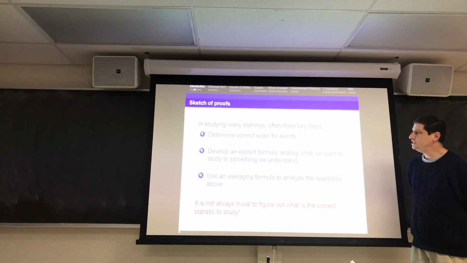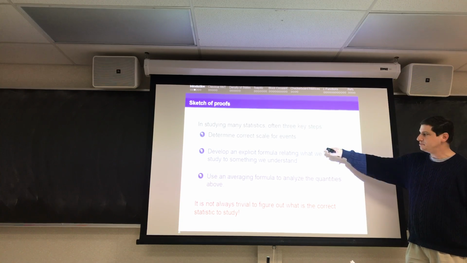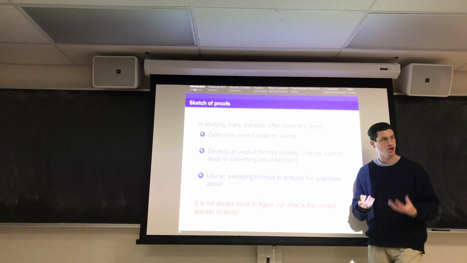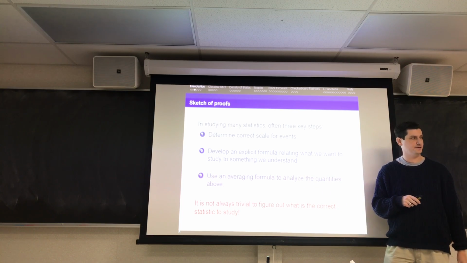So there's often three different things you need to do. You have to figure out what's the right scale for events. You need some kind of explicit formula relating what you know to what you want to know. And then you need some kind of averaging formula.